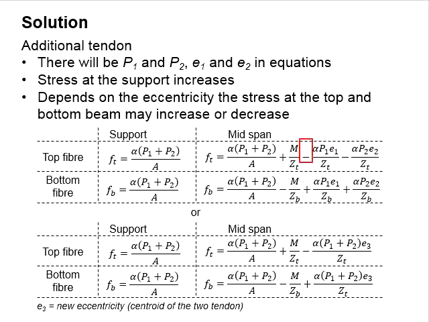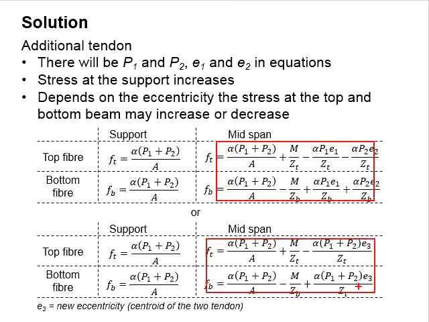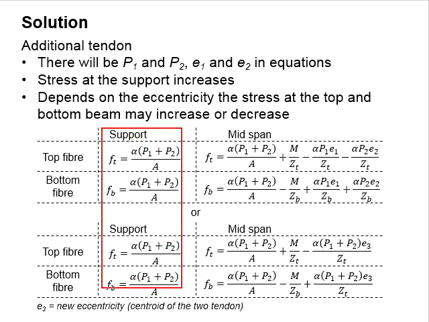As the prestressing load and eccentricity are not clearly stated in the equations, we can quantify them separately. That means you duplicate the effect of the eccentricity for the second tendon. This gives you new equations that look something like this. Or you may choose to combine the equations where there will be E3. And the E3 is the new eccentricity which is calculated based on the centroid of the two tendons. These two sets of equations should give you similar results. The equations for the supports are the same.